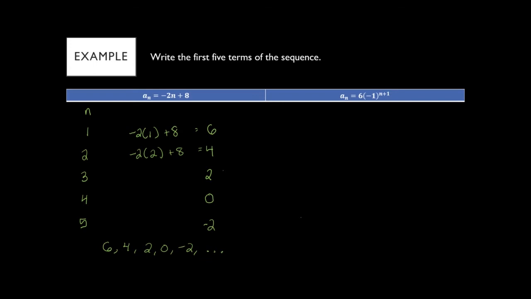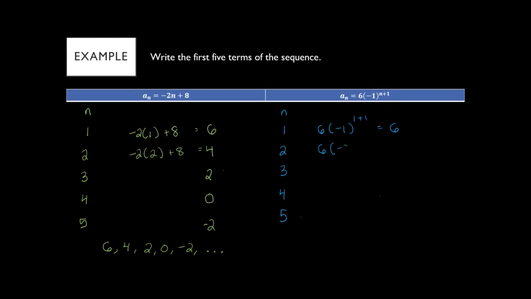So second example here, again, we want the first 5 terms, so I just find it so much easier to create a table. And here it's a little more complicated because we have an exponent going on, we have an n+1. So first term, I plug in, I've got 6, then I've got -1 to the 1 plus 1. So that's going to be -1 squared, which gives me a +1, and then times 6, so we get 6.